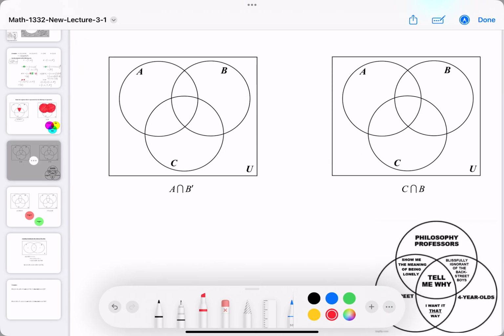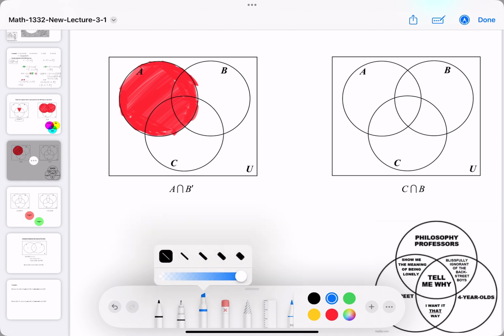How about the next part? A and B prime. Okay, what is the A? So let's shade our A. How about the B prime? B prime is the area outside of B, or inside of the universal set but not in B. Okay, what is the area? That is the B prime. So I'm going to shade this area. Let's use this one. So not B.